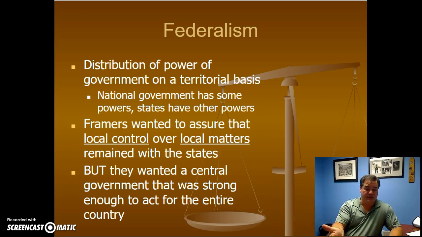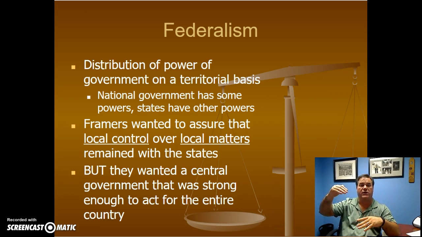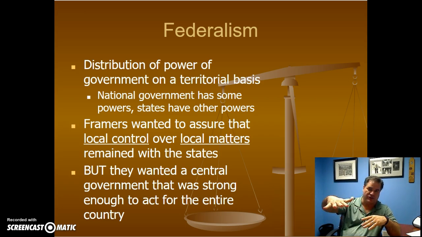This is, as we discussed in the first week or so of school, the distribution of power on a territorial basis. Remember, the national government is responsible for national issues. State governments have other powers responsible for state issues. So who takes care of war powers, the military and all that kind of stuff? Well, national defense is a national government issue. Who takes care of roads and infrastructure? Well, primarily states should, because they're closest to the situation.